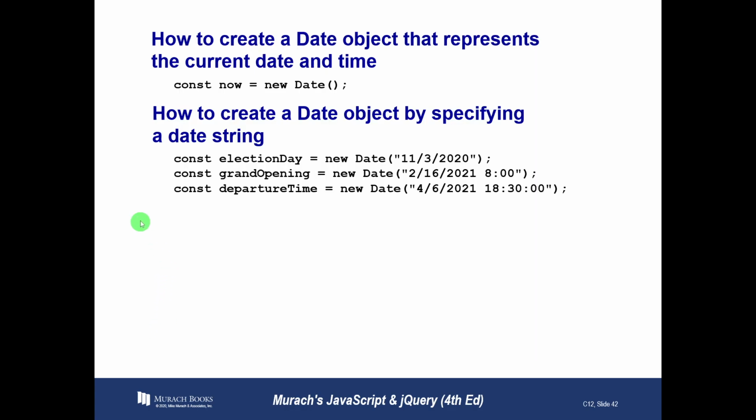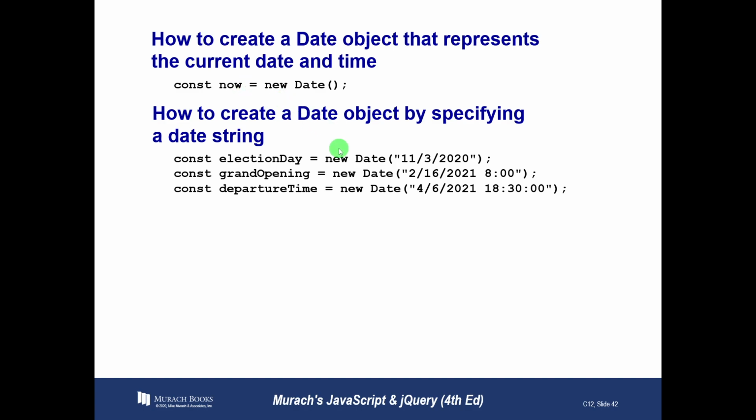So here's the most basic way. We create a variable or constant called now. We say new Date. So we're creating a new date object right here, and it's going to be set to today's current date and time off of our computer, and it's going to store that in this constant called now.